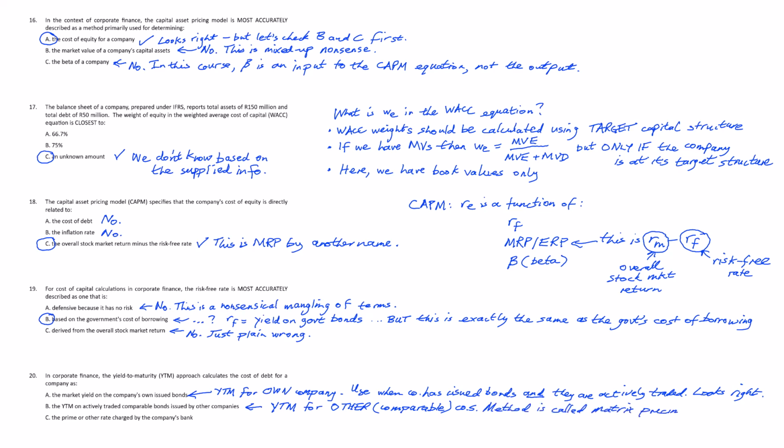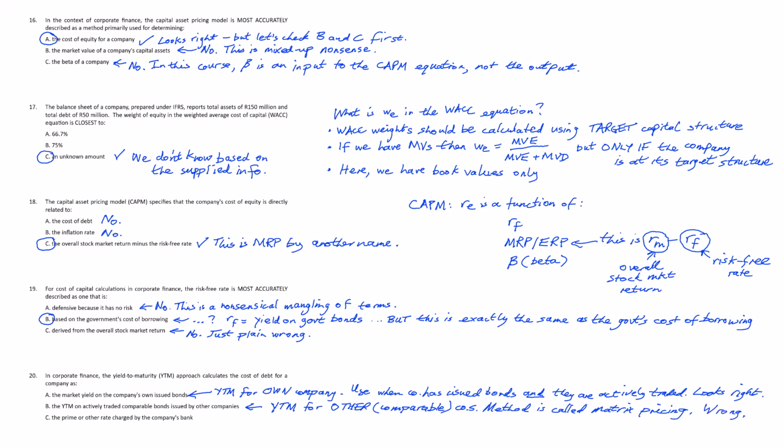And that applies when the company has bonds in issue, but they are not actively traded. Therefore, it does not know the price of those particular bonds, and therefore it looks to a peer group of companies and their bonds in issue in order to determine a cost of debt as an approximation approach. So B is matrix pricing. It is not the yield to maturity approach.